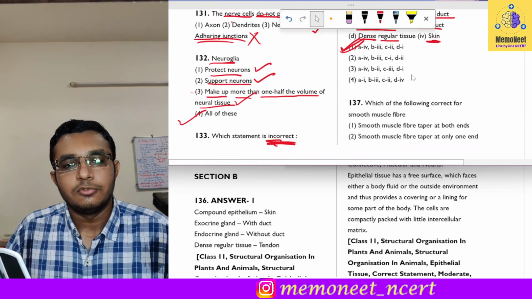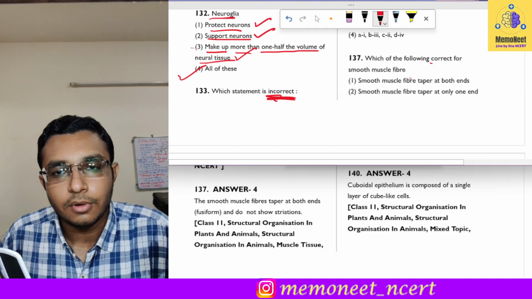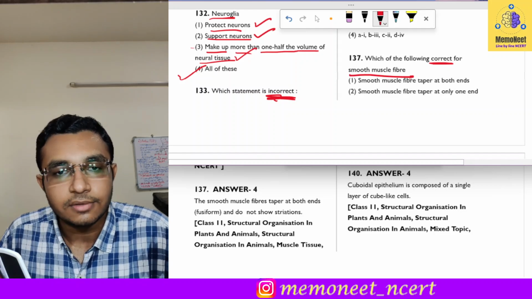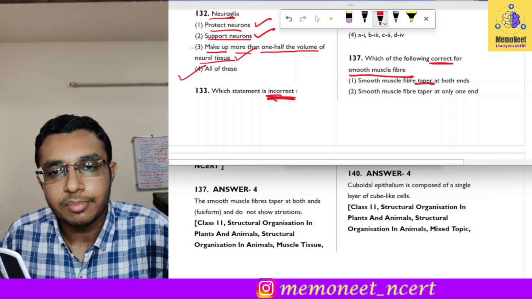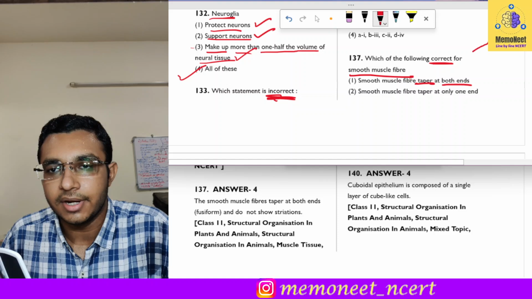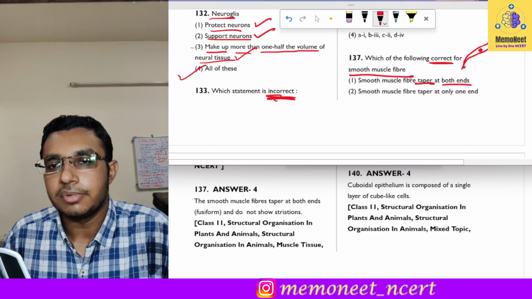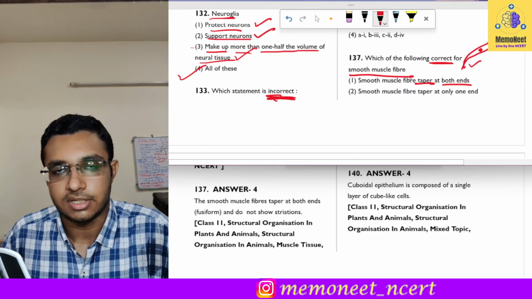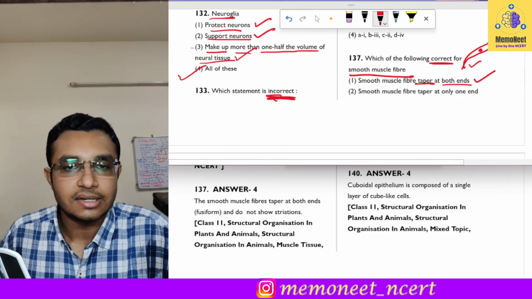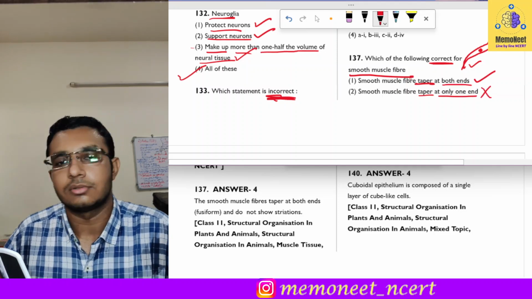Moving on to the next question, that is question number 137. It states: which of the following is correct for the smooth muscle fiber? Let us see the statements one by one. The first option is the smooth muscle fiber tapers at both ends. Yes, as we have seen the structure of the smooth muscle fiber, it is something like this. It is fusiform in shape and it is tapering at both ends. As you can see, at both ends it tapers. So the first statement is correct. The second statement is the smooth muscle fiber tapers only at one end. No, they taper at both ends, so this statement is incorrect.